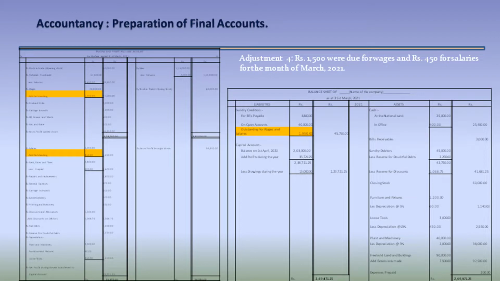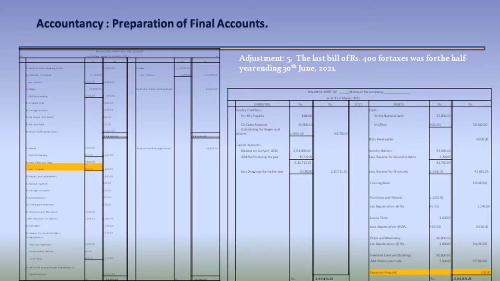In the profit and loss account, to salaries 5,000 as per trial balance and add outstanding salaries 450. Total comes to 5,450 in the outer column on the debit side of the profit and loss account. And in the balance sheet, these are outstanding salaries and wages, so this is a liability. So we will put it on the liabilities side. On open accounts, already 40,000 liability is there, and we have to add outstanding wages and salaries 1,950, that is 1,500 plus 450. Total comes to 45,750 including bills payable 3,800.